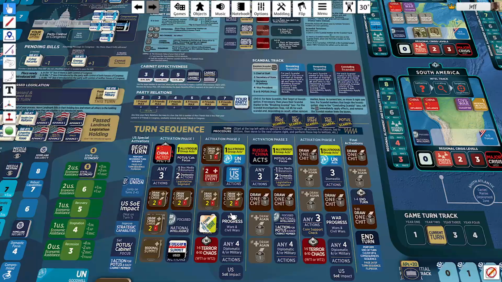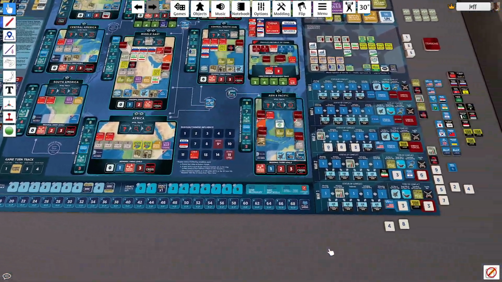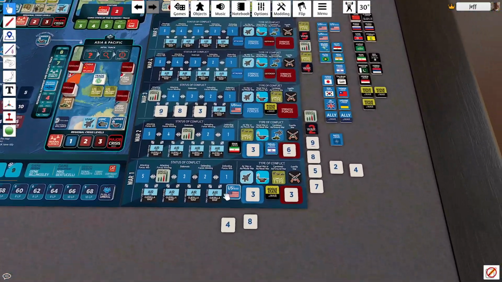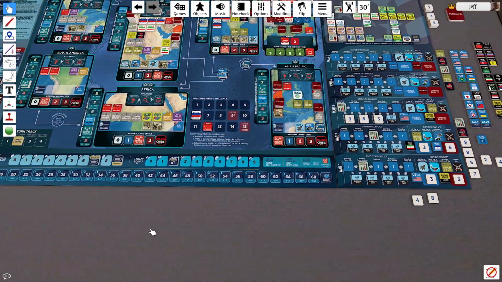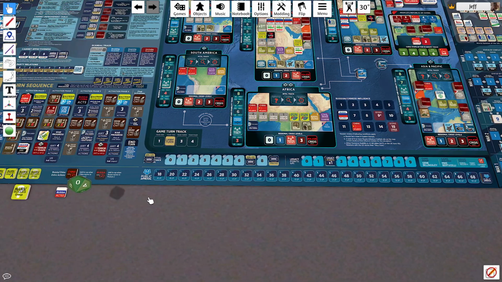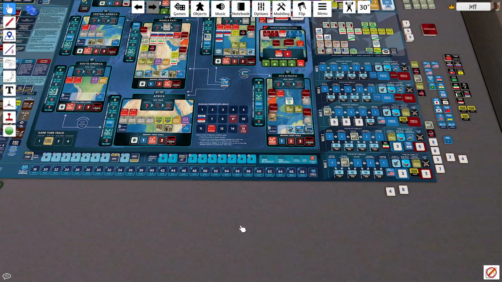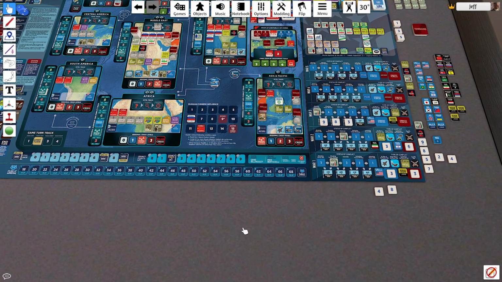Now we do war progress for all of our wars and civil wars. So we're going to start here. 12, 15 divided by 3 is 5. That's 5 to 1 odds. As long as this is low, this is going to be a win. That is not low. Oh, you jerk.